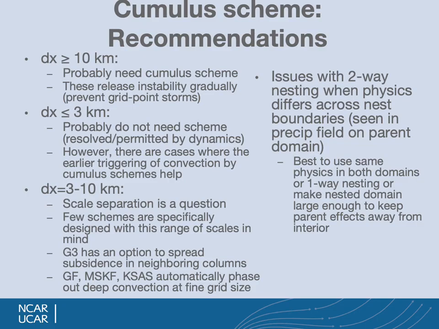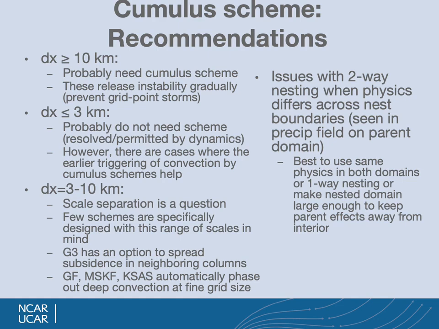In the 3 to 10 kilometer range, it's called the gray zone, where there's a scale separation issue in that the updrafts are not fully within a grid cell, including the subsidence area. There are a few schemes specially designed with this range of scales in mind. There's a growing number now, but the Grell schemes have an option, G3 has an option to spread the subsidence into neighboring columns. The GF, MSKF and KSAS do phase out deep convection at finer grid sizes. And GF actually turns it into just the shallow part of the scheme at fine grid sizes.